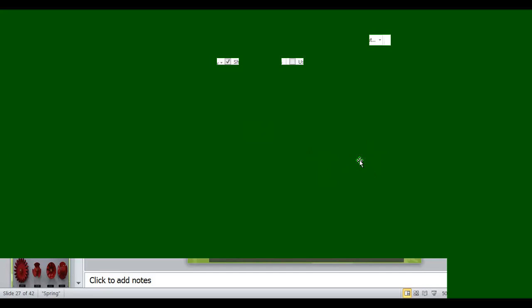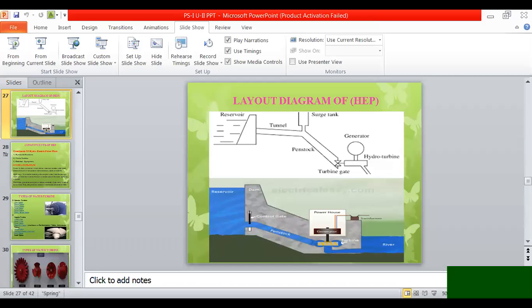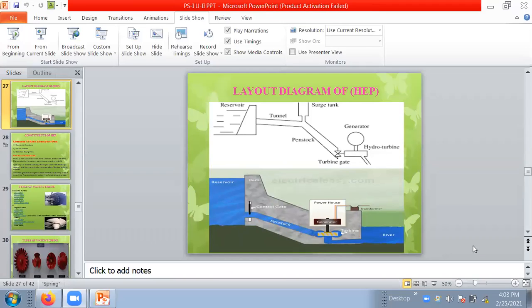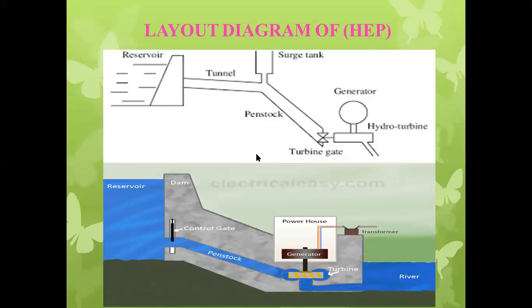Sir, the diagram is not visible. Wait, I think this is a problem, I will share it once again. Yes, now it is visible. Only 2 minutes are left for our timing. So once again, we have to join fast.